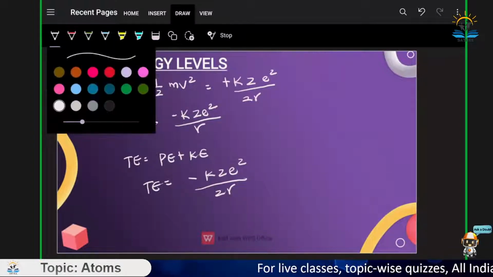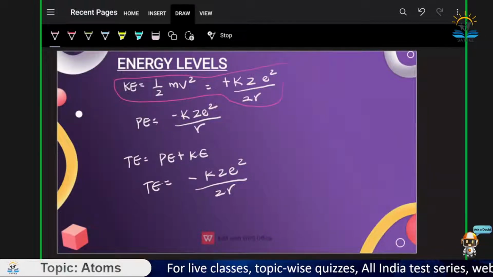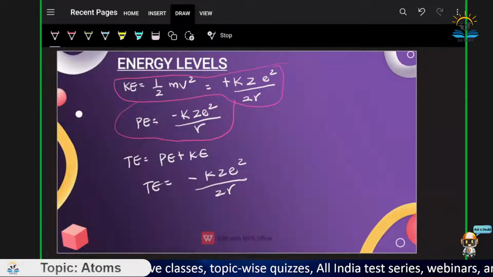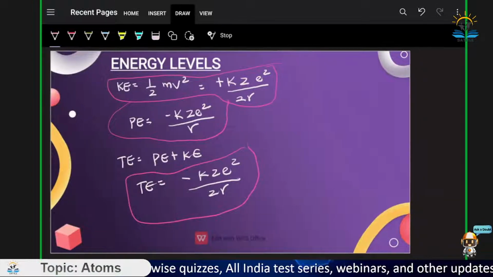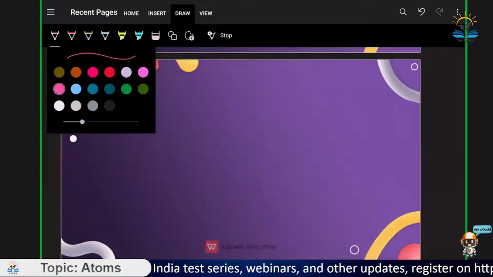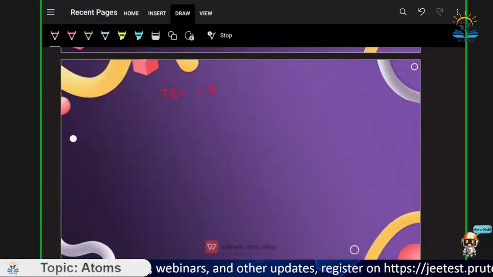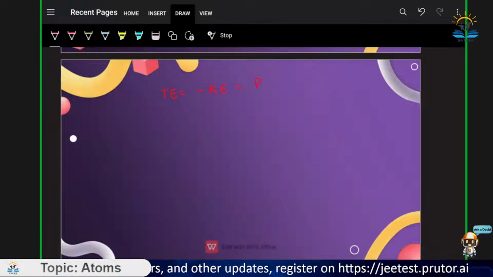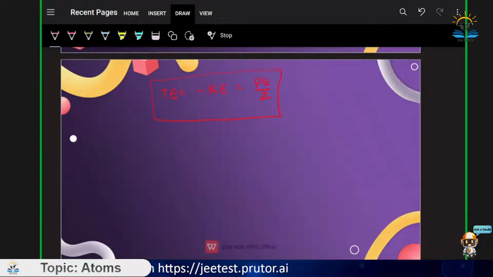So kinetic energy is equal to plus kz square by 2r. Potential energy is equal to minus kz square by r. Total energy is equal to minus kz square by 2r. So we are getting a relation here, and it is very important: total energy is equal to minus of kinetic energy, which is half of potential energy.